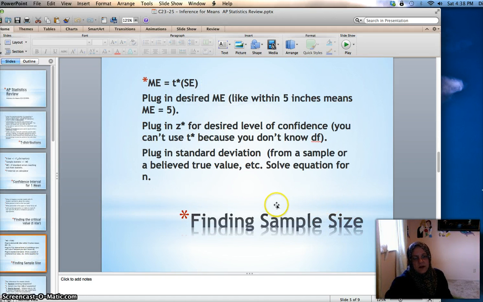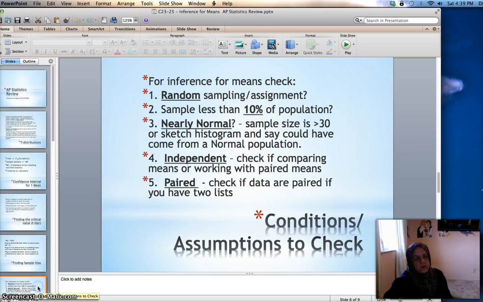Okay, finding sample size, the same way we talked about with proportions, you might be asked for means. They might say, I want this margin of error and I want this level of confidence, what sample size do I need? Remember that margin of error is your critical value times the standard error. Plug in the desired margin of error, like I want to know within 5 inches, so our margin of error might be 5. Then plug in the z star for your desired level of confidence. Now guess what? We can't use t star because we don't know the degrees of freedom, because we don't know the sample size yet. That's what we're trying to find. So it's actually a little bit easier because you get to use z star instead of t star. There's no way to figure out t star. Plug in the standard deviation from a sample or a believed true value and solve the equation for n. Again, if you look in your textbook, there are some examples of that there.